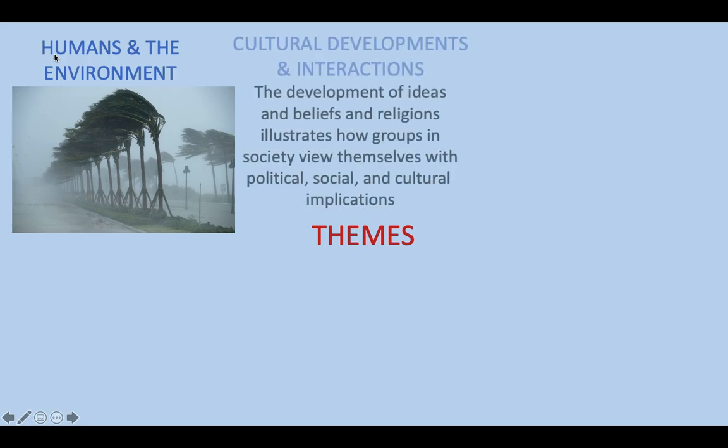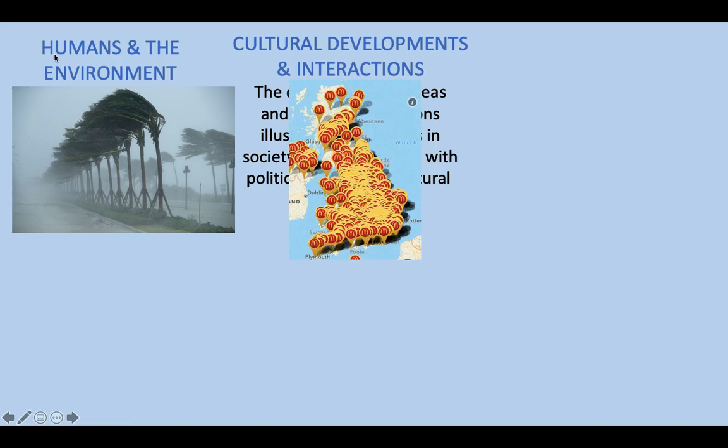Another theme, cultural developments and interactions. This is the development of ideas, beliefs, religions. Okay, so this is what illustrates how groups in society view themselves with political, social, and cultural implications. So for example, this is a map of all the McDonald's in the United Kingdom. If you look at that, that is just so many thousands of McDonald's. But McDonald's didn't start in England. It started in the United States, in California. So the fact that not only has it become overseas, but it so pervades other European cultures, that's an interaction of different cultures.